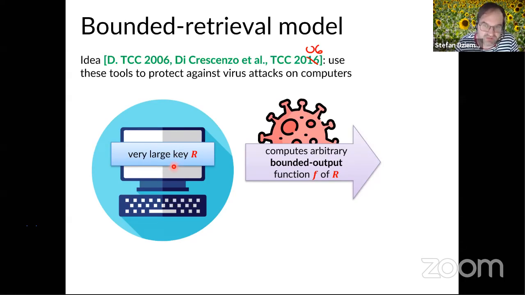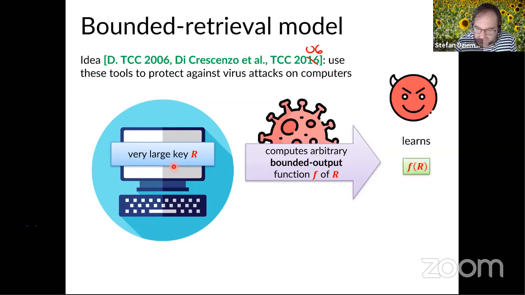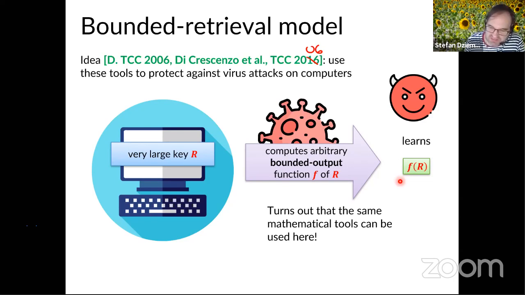and we are even so generous to him that we allow him to do arbitrary computation before he decides what to download. Okay? So then the adversary, the creator of the virus, learns just this bounded output function of the secret. And what was nice about this area was that it turned out that the same tools that were used in the bounded storage model can be used also here, although the context is of course completely different.